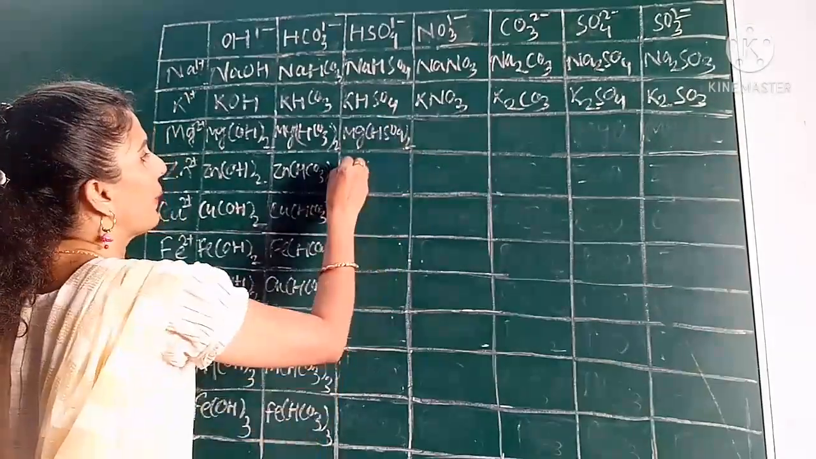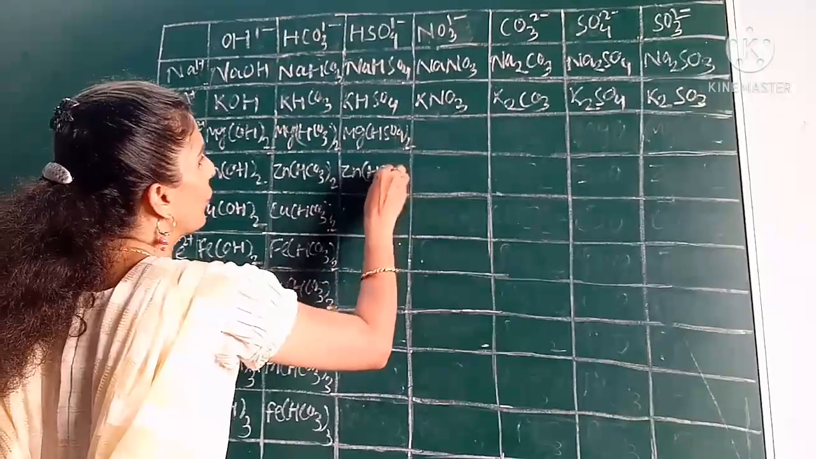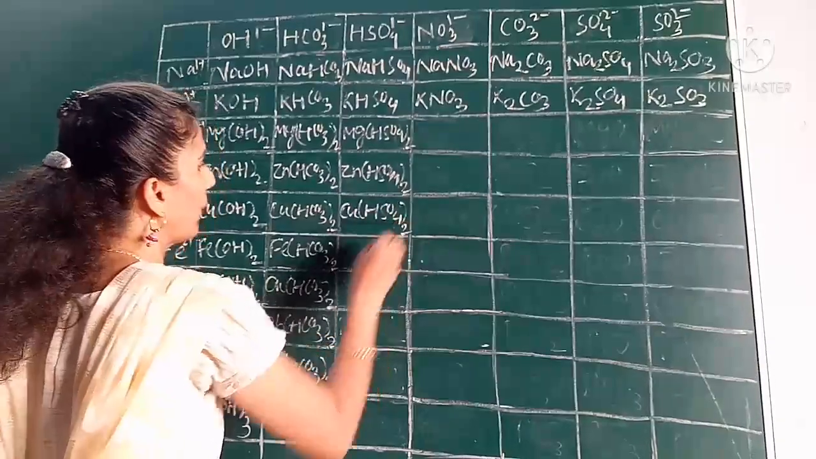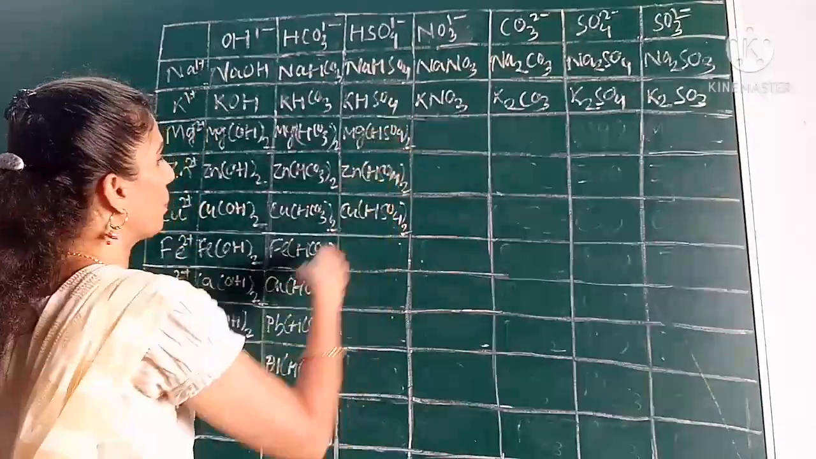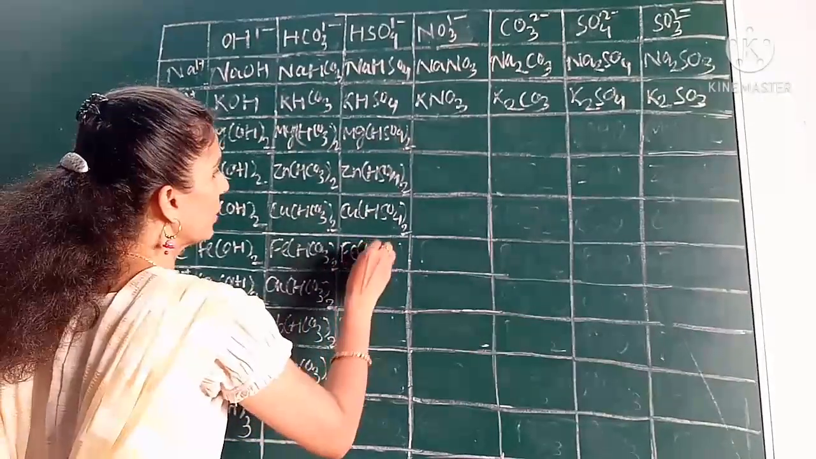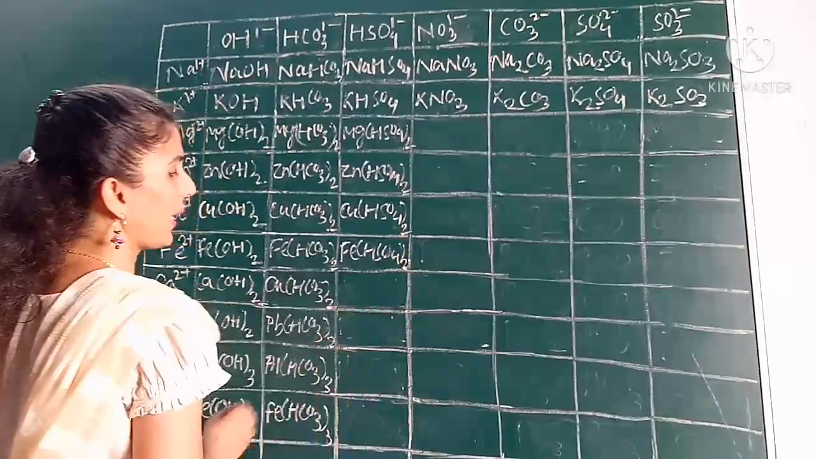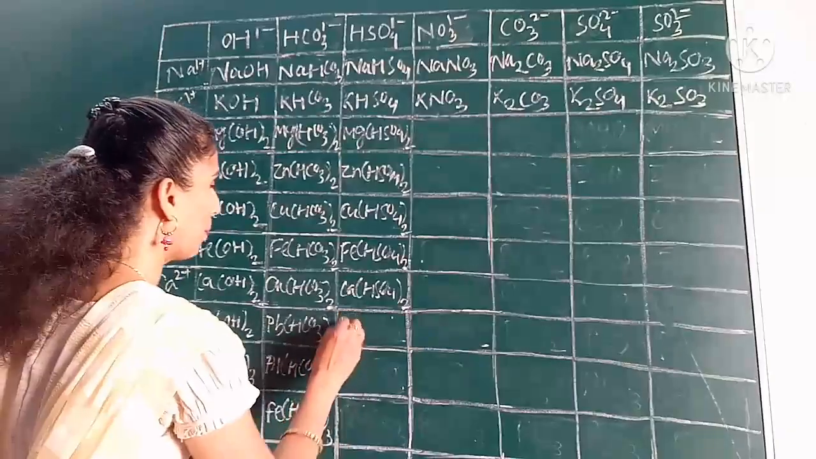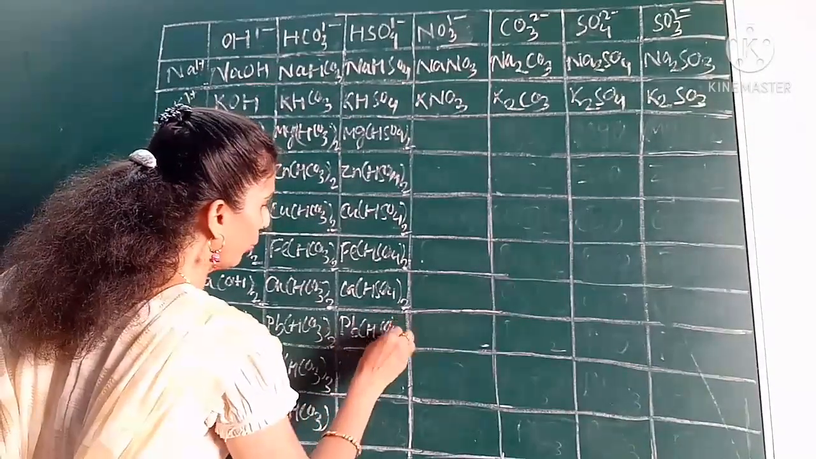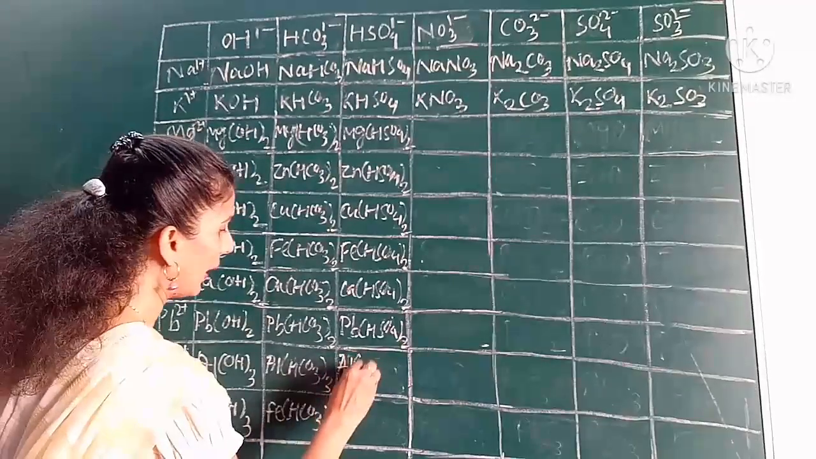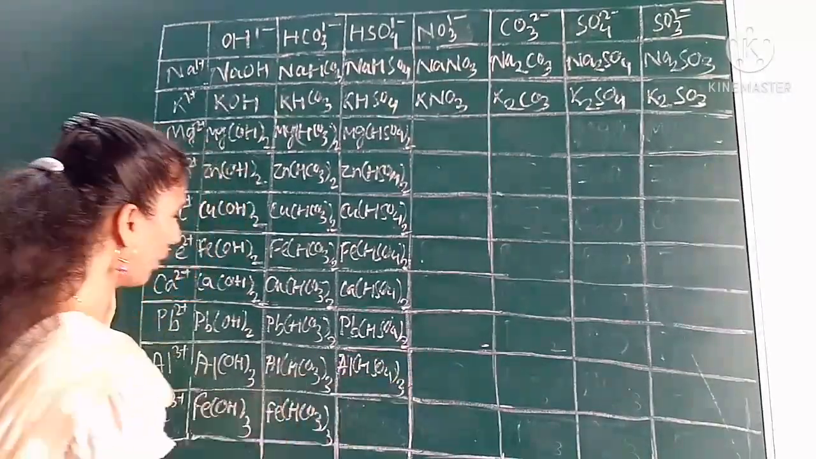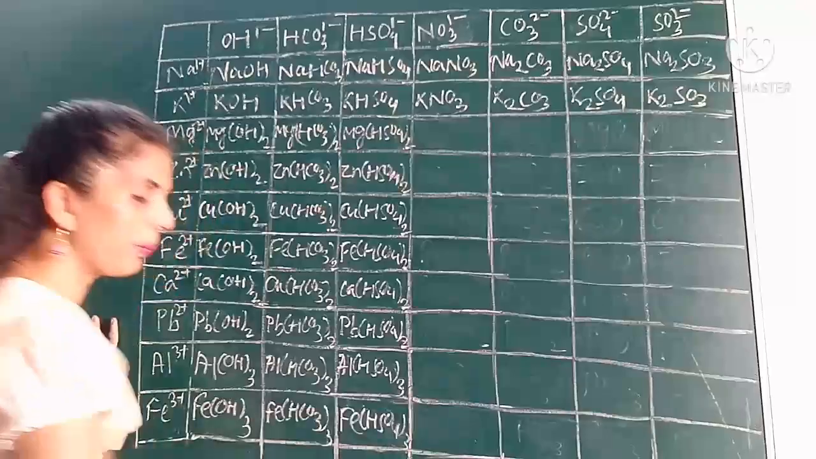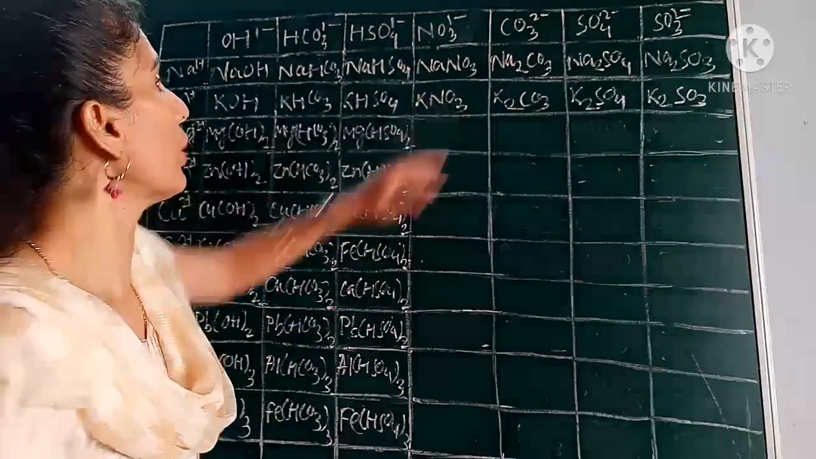Mg(HSO4)2, magnesium bisulfate. Zn(HSO4)2, zinc bisulfate. Cu(HSO4)2, copper bisulfate. Bisulfate, all are the sulfate. Then after, Fe(HSO4)2, ferrous bisulfate. Ca(HSO4)2, calcium bisulfate. Pb(HSO4)2, lead bisulfate. Aluminium Al(HSO4)3, aluminum bisulfate. Fe(HSO4)3, ferric bisulfate. Like this, it will go to the NO3.